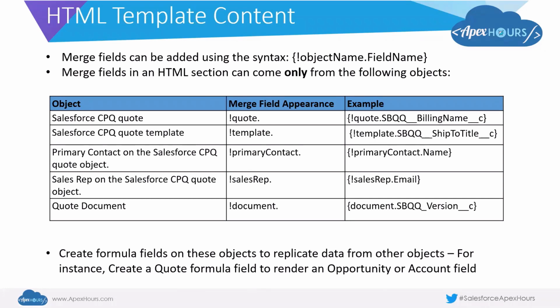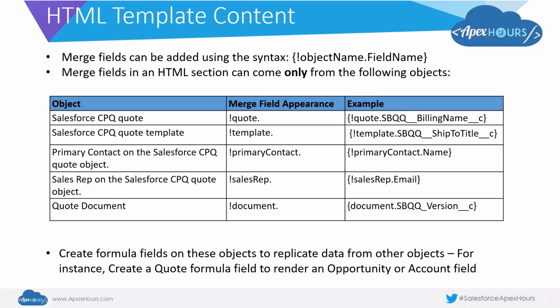You could also create formula fields on these objects to replicate data from the other object. For instance, you can create a formula field to render an opportunity or an account field. This is being mentioned here typically because merge fields in an HTML section can only come from the above mentioned objects. And one other thing to note is there is no way to directly reference quote line data in the HTML section. So quote line data is always going to be displayed in the quote line section.